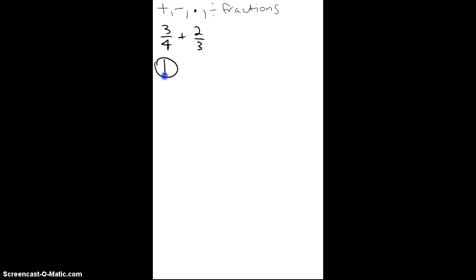This pizza is cut into fourths, and this pizza is cut into thirds. And so you can see a slice over here is not the same as a slice over here. And so our goal is to get the same unit. So if you take 4 and 3, they both can be made into a 12, and that's what you probably learned called the common denominator.